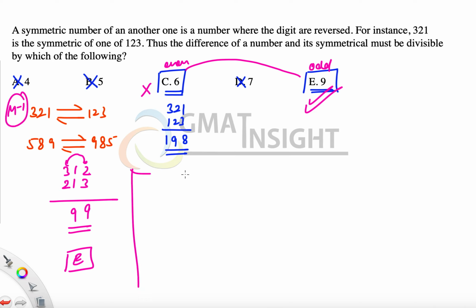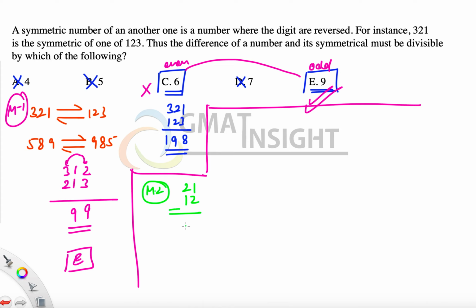Now, there are two more methods that we can discuss quickly and understand the merit of them as well. Method number 2 would be to see whether the question mentions any constraint on the number of digits in the symmetric number. The answer is no. When there is no such constraint, why not choose a number of just two digits? For example, let's choose the number 12 and its symmetric number 21, and the difference of these two numbers is 9. So we straight away reach option E. That's what I'm calling method 2.